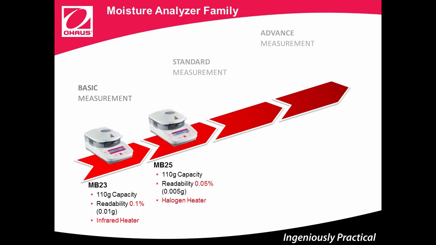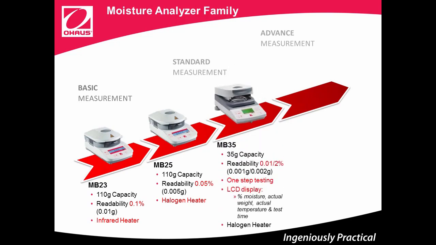MB23 and MB25 are the basic level of the MB series. MB23 and MB25 offer flexibility for any budget, with readabilities from 0.1% to 0.05%, and a choice of infrared or halogen heating. MB35 is the standard level of the MB series. MB35 has a readability of 0.01 or 0.02%, simple, straightforward one-step testing procedure, and an LCD display that shows percent moisture, actual weight, actual temperature, and test time.